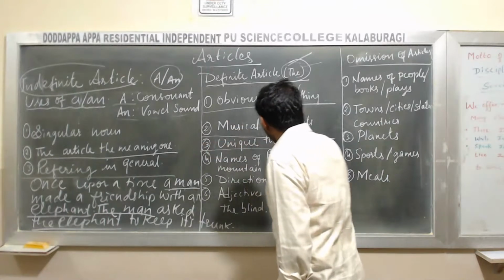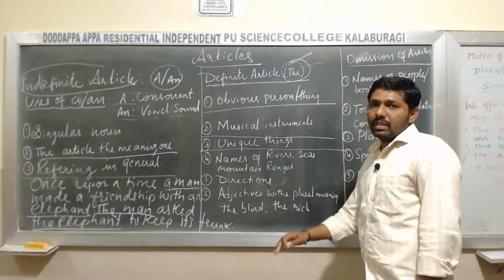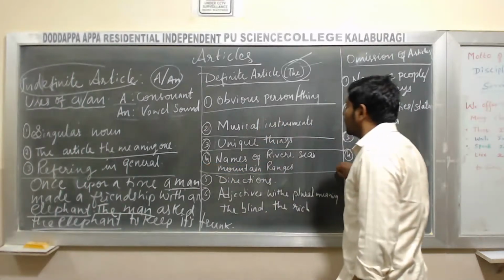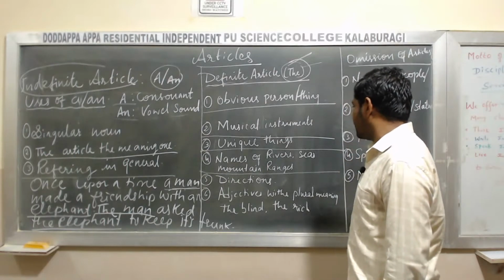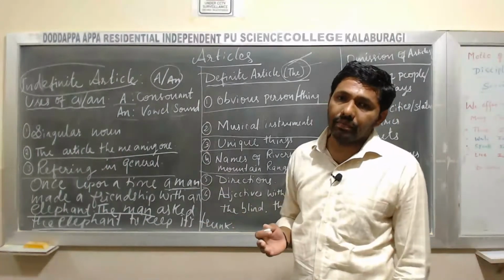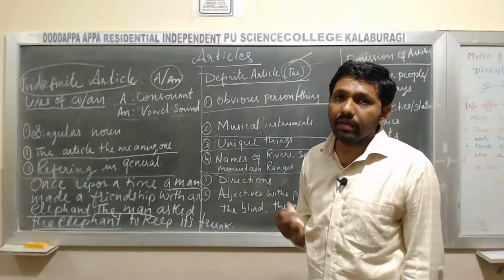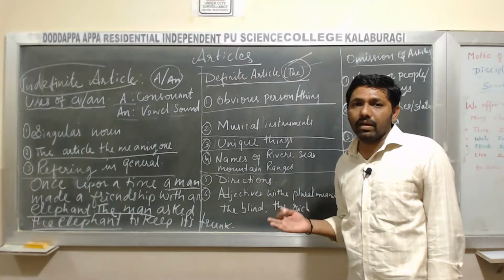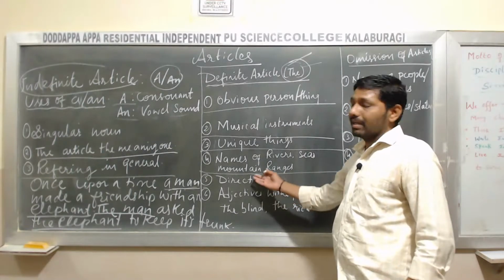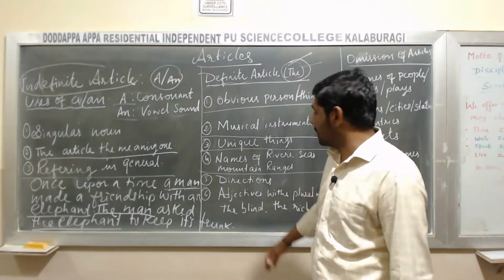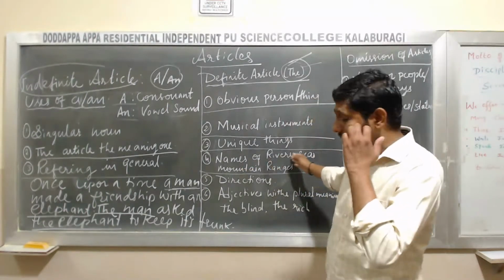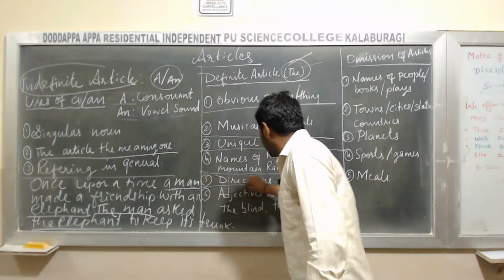And next, with unique things, especially, we should use the article. Next, with the names of rivers, mountains, seas, and ranges, we should use articles. The Ganga, the Kaveri. The Ganga is the holy river of India. The Mississippi is the holy river of America. Like that, the Ganges, the Himalayan mountain ranges. We should use articles with these names of rivers, seas, and mountain ranges. And the next one is with the directions.